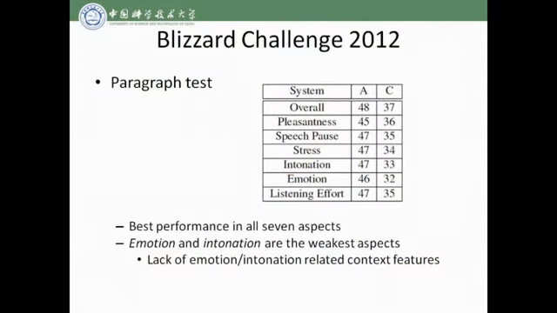Okay, this is a new measurement this year. That is for some paragraph test. That means what the listener heard is not sentence by sentence, but a whole paragraph of a novel. So they can give some impression scores on these 7 aspects. And the range I remember is from 10 to 60. This is the score of the naturalness, and the score of our system is also the best performance in all the 7 aspects compared to other systems.